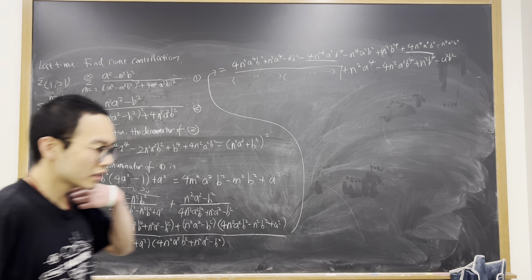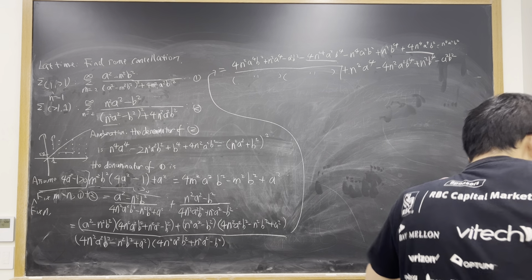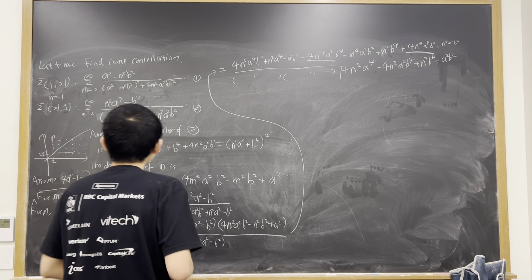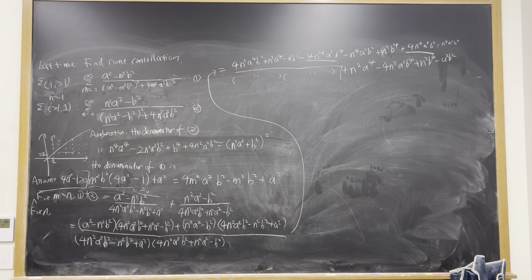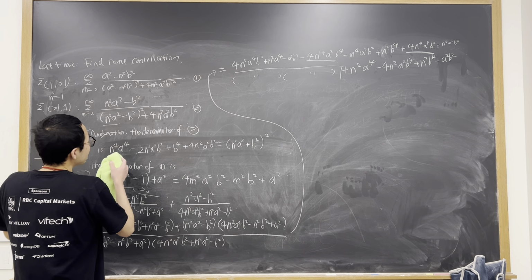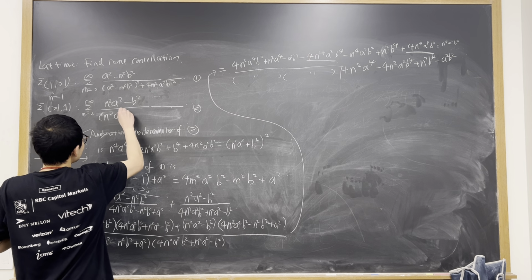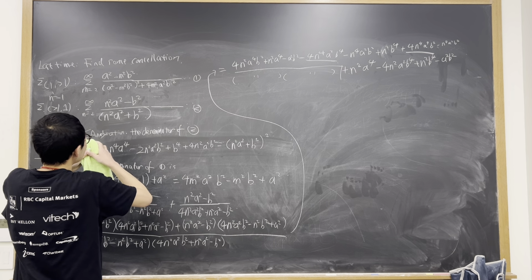Wait, let me double check. Yes. So let me just write n squared, a squared plus b squared, so squared. And then, so this should be the same, right?